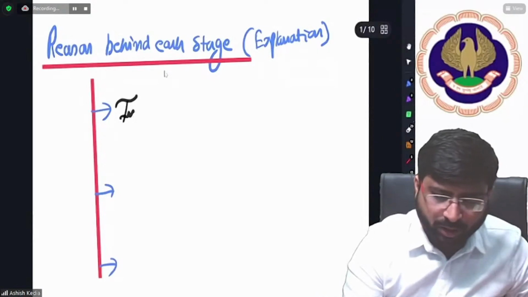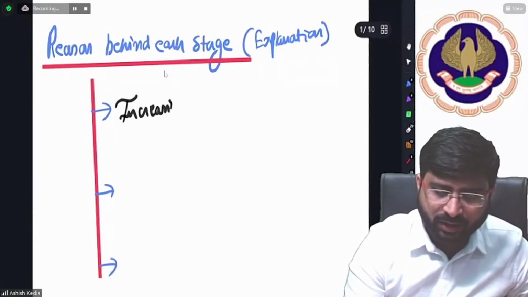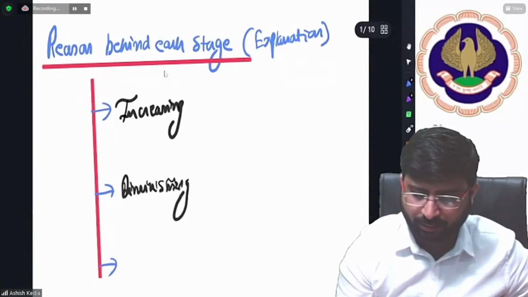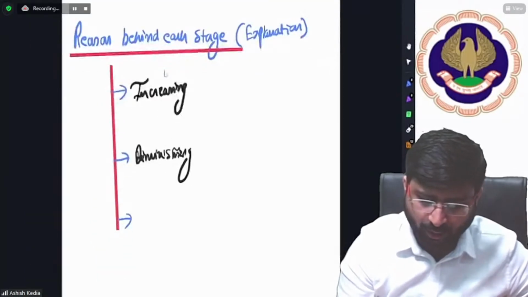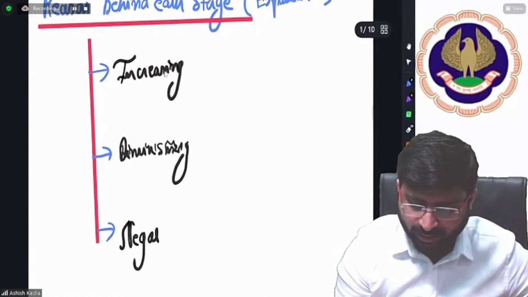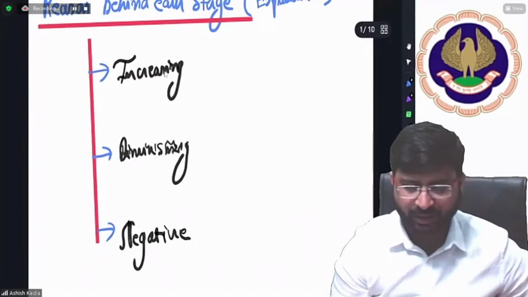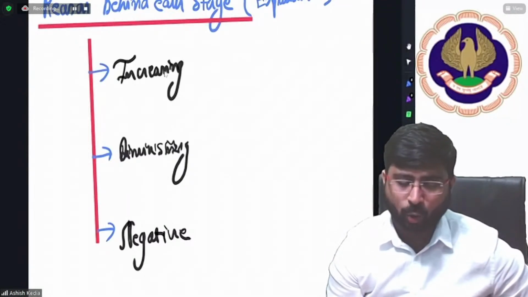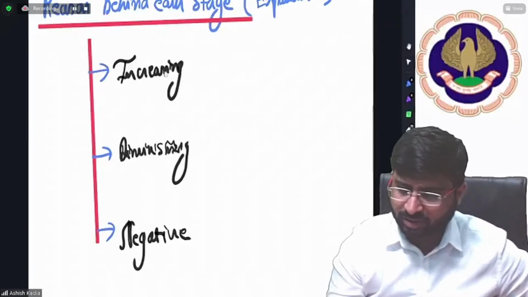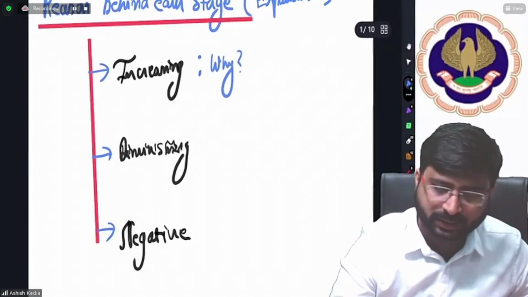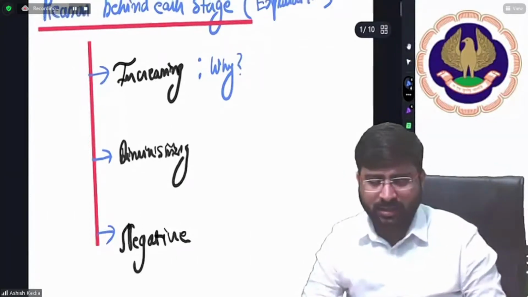Okay, so let me put it forward for you. Increasing returns, then you have diminishing returns, and finally negative returns. So there are 3 stages: increasing, diminishing, and negative returns. We are studying why these stages operate. Now see, let's talk about increasing returns. Let's answer the question why. Pay attention, friends.